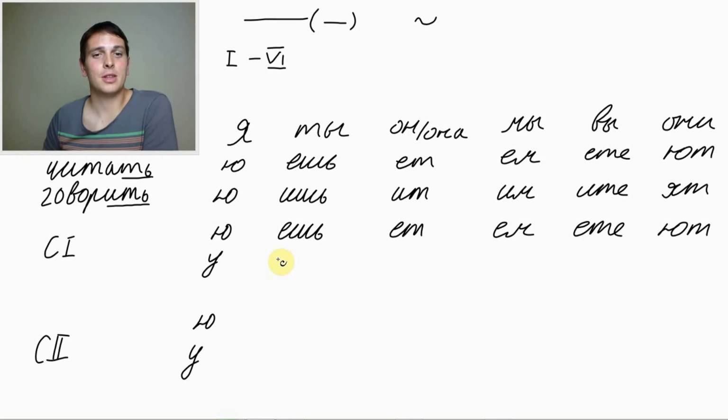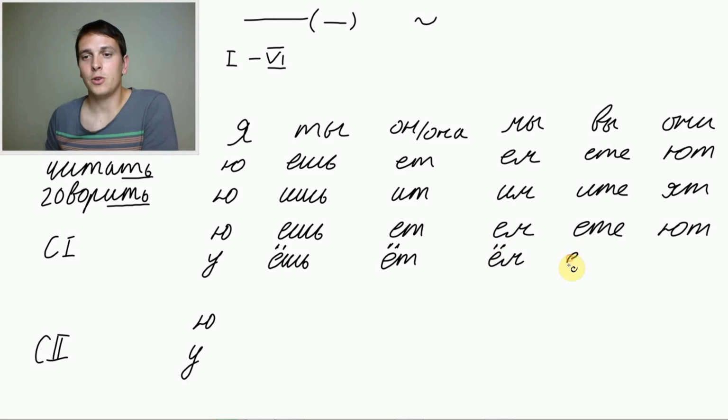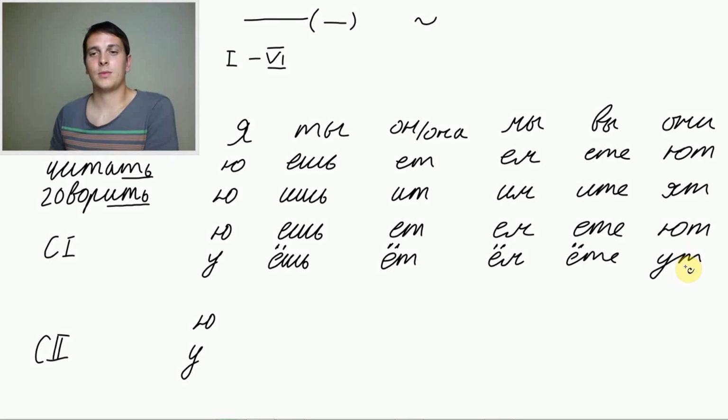So for ты, it would be ешь. Йод. Ем. Йоте. And ут. So, у, ешь, йод, ем, йоте, and ут. There is a rule how to recognize where to put ё and where to put je, and we will learn it later on. Now let's go to the conjugation type number 2.